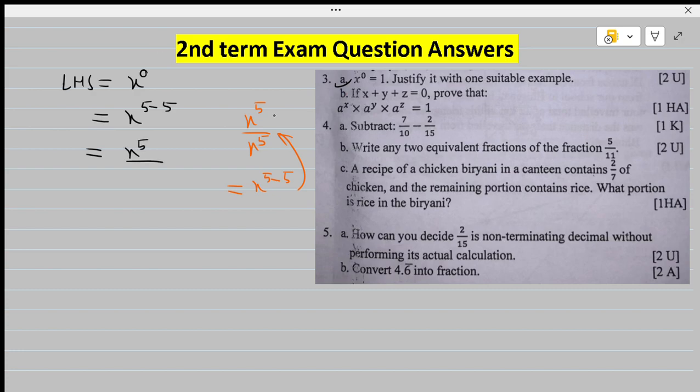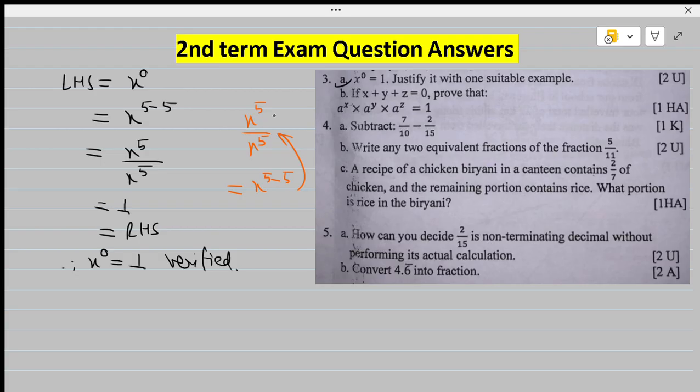So that's the same thing here. x power 5 divided by x power 5, we break it by dividing, and these two terms are both the same. We know that if some number is divided by the same number, or a term divided by the same term, then its result will be 1. So here it's 1, and that's the thing on the right side. So x power 0 equal to 1, verified, or you can say proved.